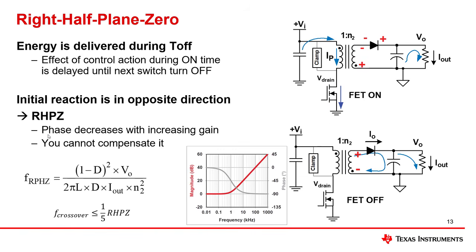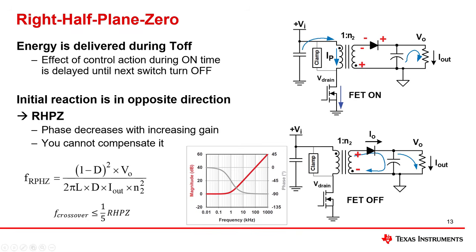The right half plane zero was mentioned already in the slides before, but what is it? The right half plane zero exists in topologies where the energy is delivered to the output during the off phase of the switch. When there is a load step, the output voltage will drop. The reaction of the controller will be to demand a higher duty cycle.